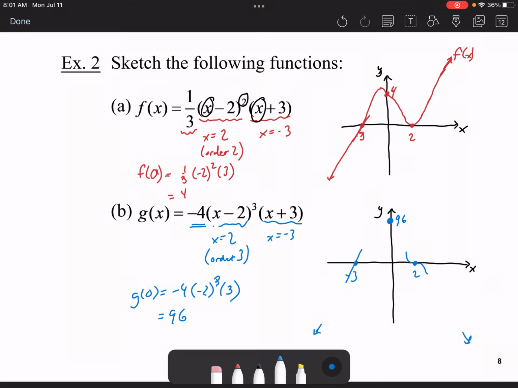Now again, most likely because of the negative 3 being a 0 and 2 being a 0, most likely it's going to go up above and come back down like this. But again, you don't have to know that part of it, just being able to identify the zeros and maybe an intercept, that's all you need. And there you go, there's your function g of x. And thus concludes this lesson.